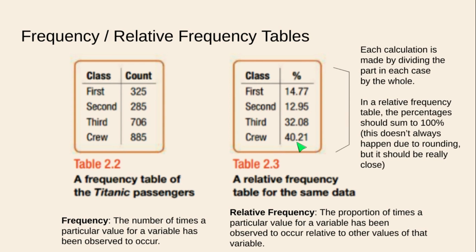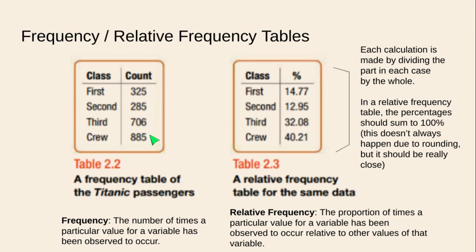A couple notes here. Each calculation is made by dividing the part by the whole. So how did we get this 14.77 number? Well, we took 325 and divided it by the total number of people aboard the Titanic, which happens to be 2,201. No, I did not just do that in my head.